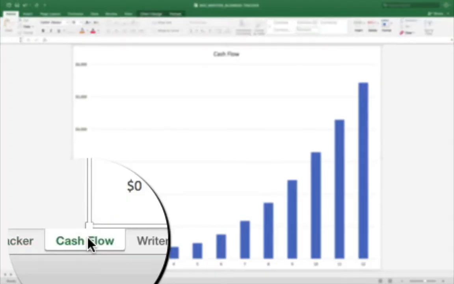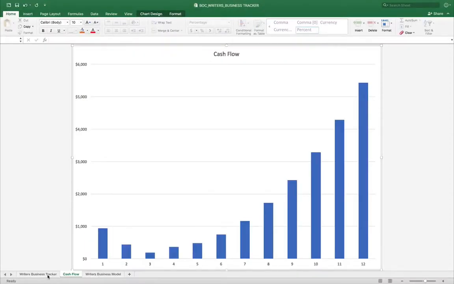The next tab is the cash flow graph. This is tied to that business tracker, and it helps you to see how your cash flows are going out and coming in. If you watched video number 2 of the business of writing, you've heard us talk about this launch trough and how you have to plan to get through a launch trough.